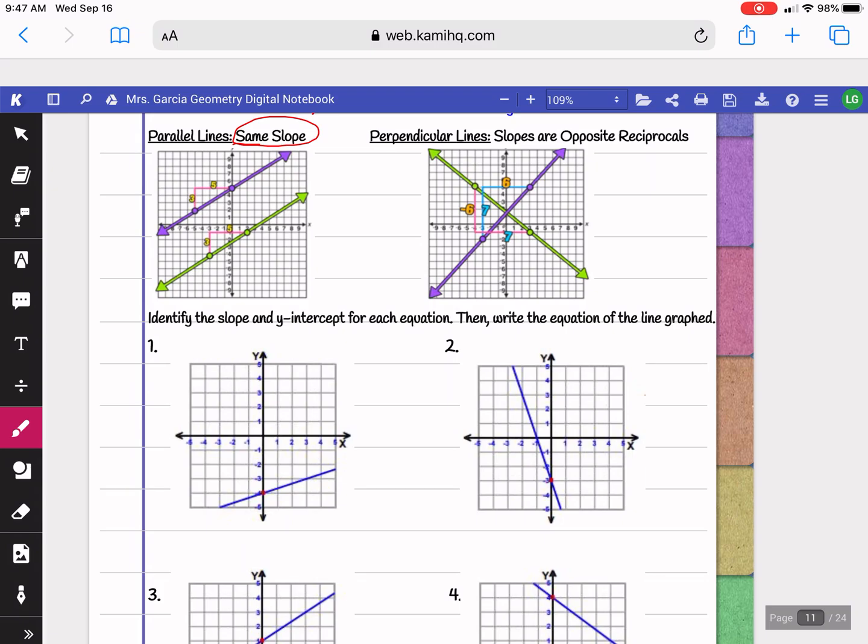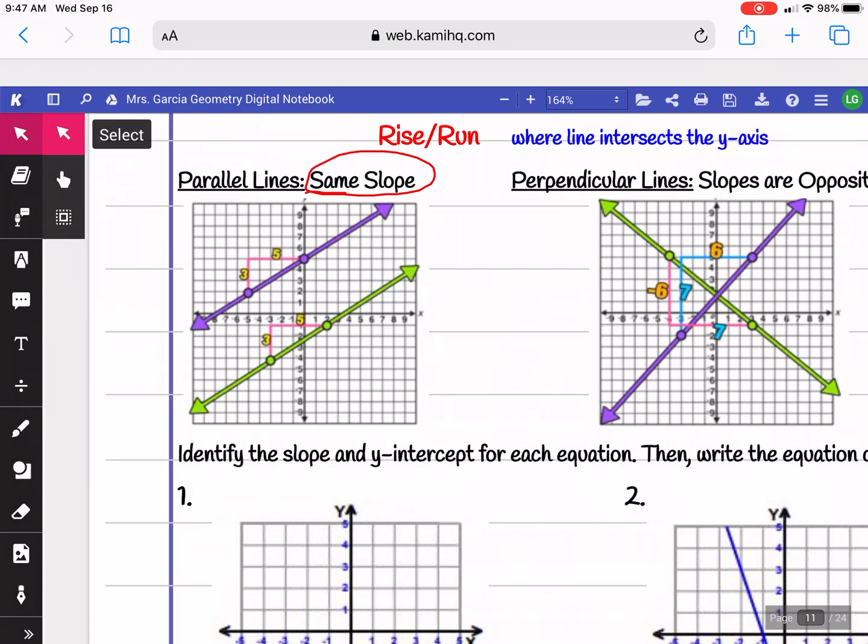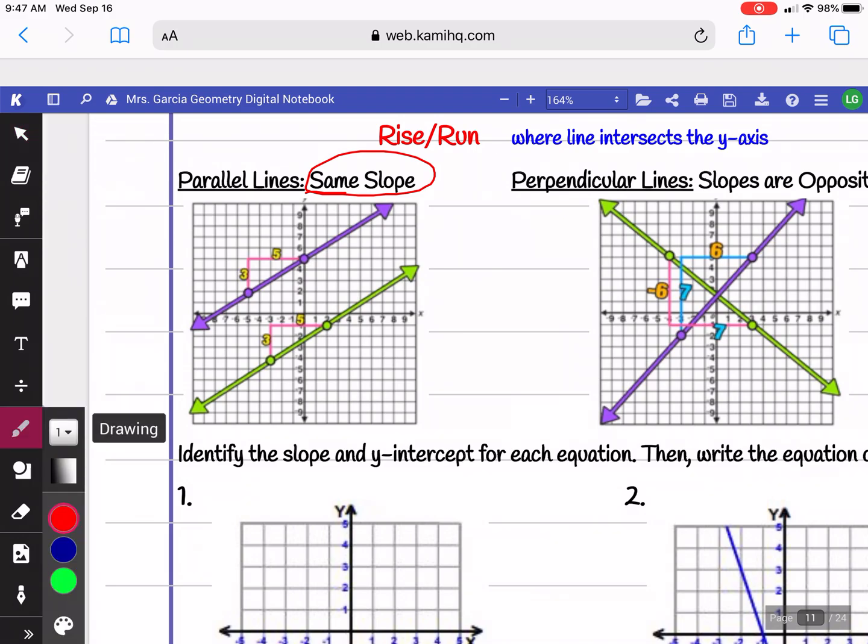So if we look at both these lines here, I'm going to zoom in so you can see. This first line has a slope of 3 over 5 because they're going up 3, right 5. So their slope's 3/5. This green line also has a slope of 3/5. They're going up 3, right 5. So since they have the same slope, they're parallel.